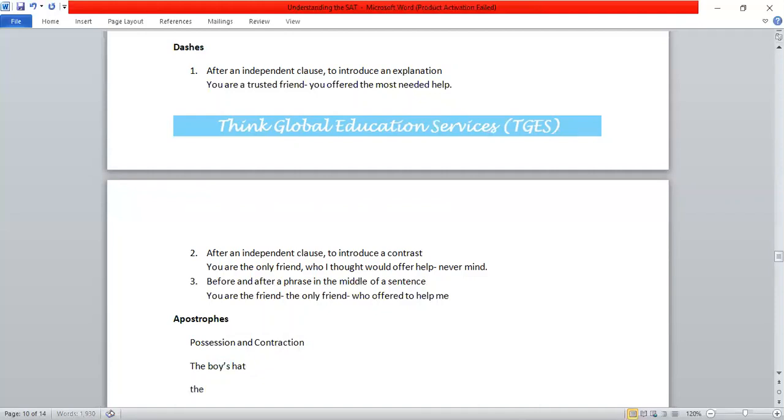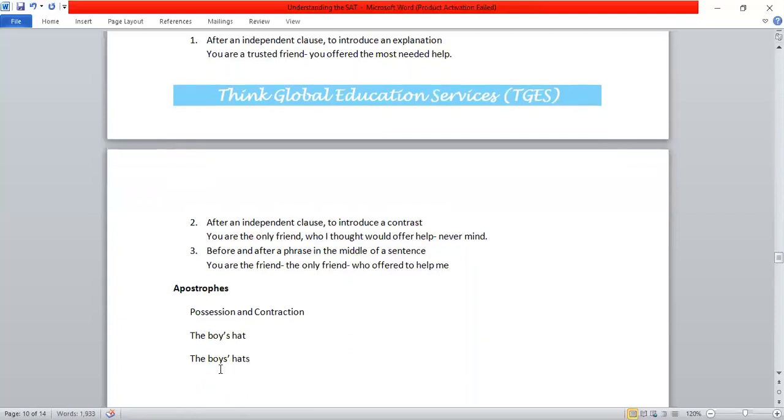Or you can say the boys' hats. So what's the difference between these two? Here I have one boy who has one hat. Here, if I put the apostrophe after S, I have multiple boys and all of them have multiple hats. Yeah, that's one way of using the apostrophe.